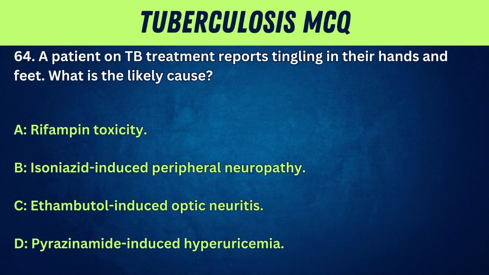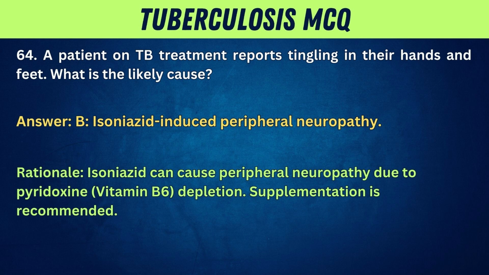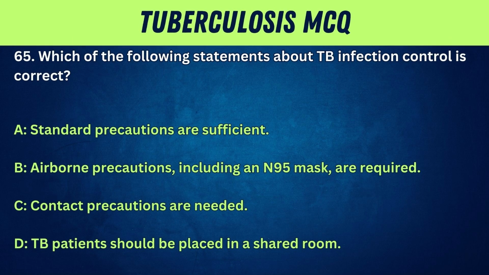64. A patient on TB treatment reports tingling in their hands and feet. What is the likely cause? A. Rifampin toxicity. B. Isoniazid-induced peripheral neuropathy. C. Ethambutol-induced optic neuritis. D. Pyrazinamide-induced hyperuricemia. Answer: B. Isoniazid-induced peripheral neuropathy. Rationale: isoniazid can cause peripheral neuropathy due to pyridoxine, vitamin B6, depletion. Supplementation is recommended.